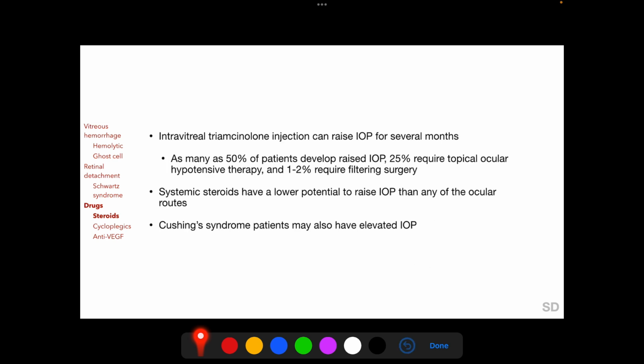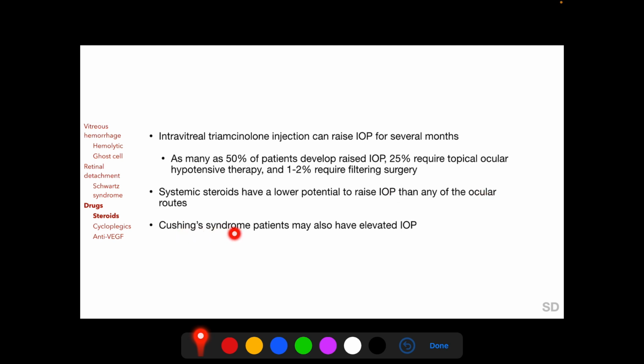A single injection of intravitreal triamcinolone can raise intraocular pressure for several months, and it has been estimated that following intravitreal triamcinolone injection, as many as 50% of patients develop raised intraocular pressure, 25% require topical ocular hypotensive therapy, and 1 to 2% require filtering surgery. Systemic steroids have a lower potential to raise intraocular pressure than steroids administered through any of the ocular routes.